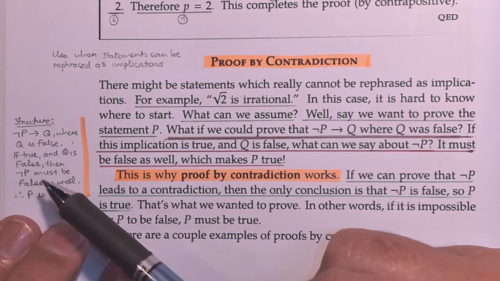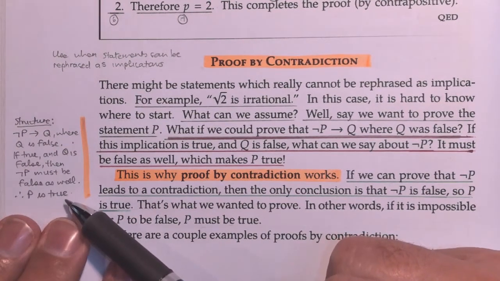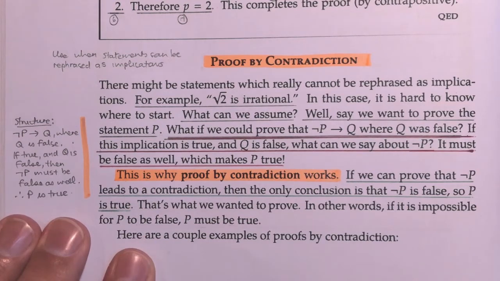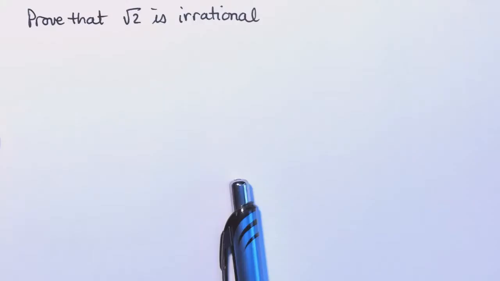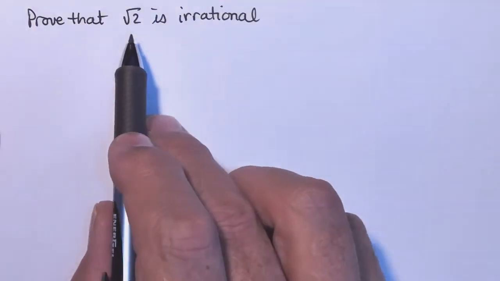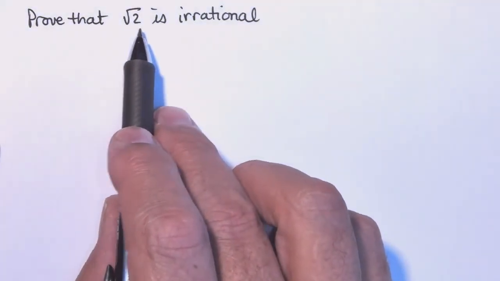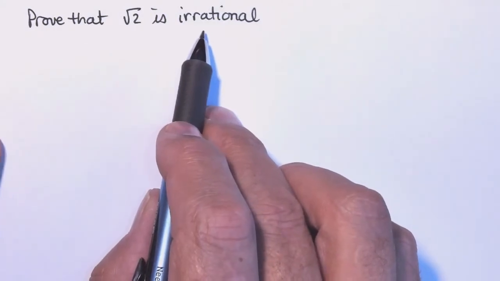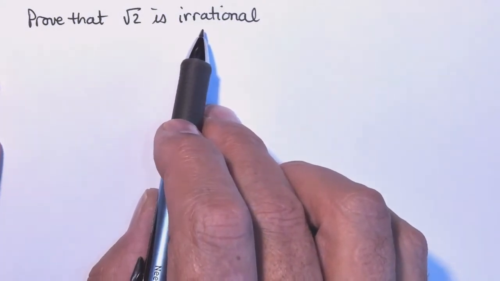Okay, you can see exactly how the negation fits in here. So let's look at one of the most famous proofs, and that is the proof that the root of 2 is indeed irrational. We're going to prove that by contradiction. Let's look at the proof that shows that root 2 is irrational.